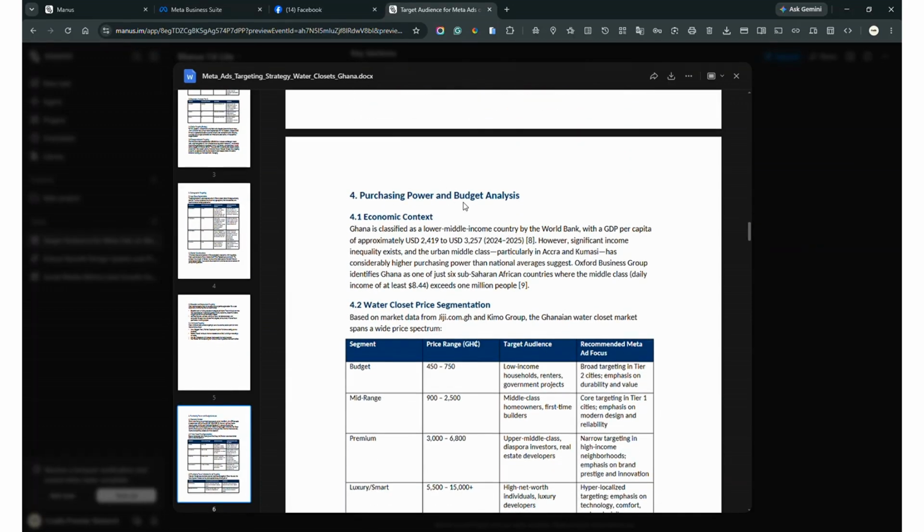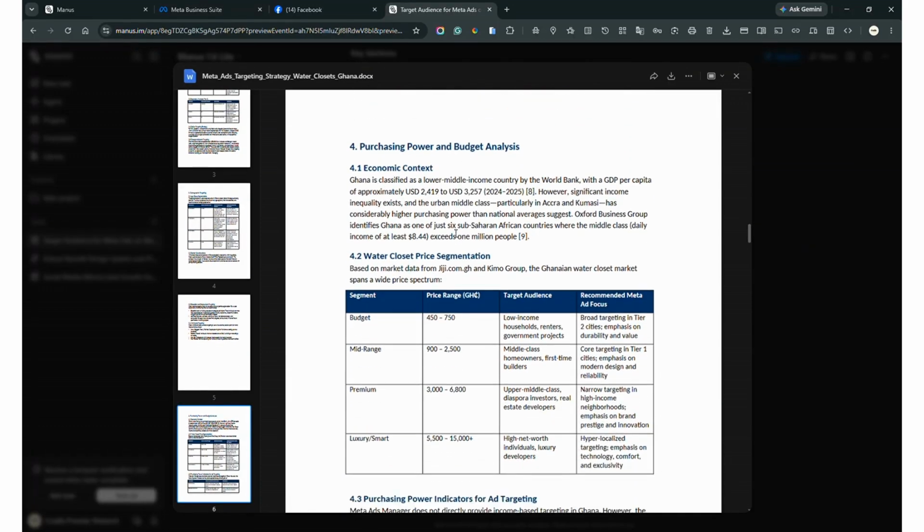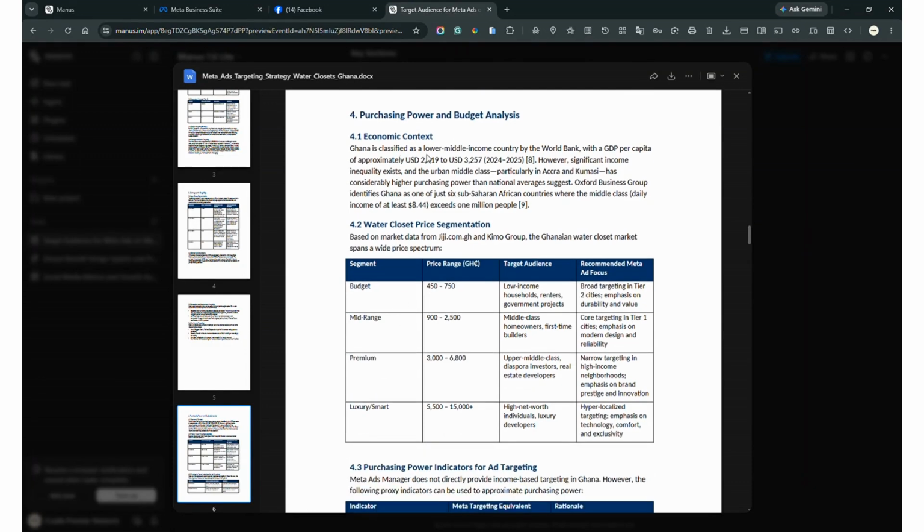And in terms of their purchasing power and the budget analysis, here we're looking at, Ghana is classified as a lower middle income country by the World Bank, with a GDP per capita of approximately 2,419 USD to 3,257 from 2024 to 2025.